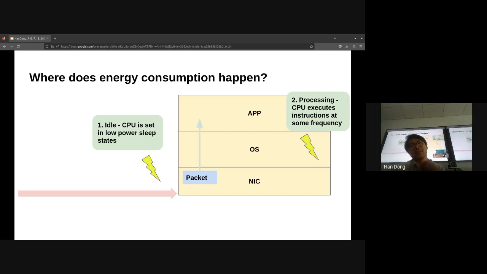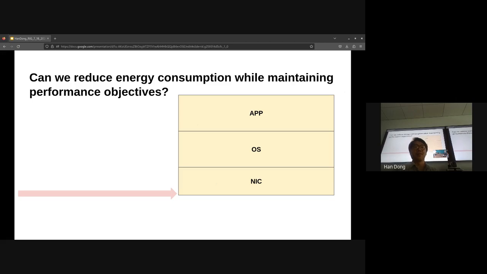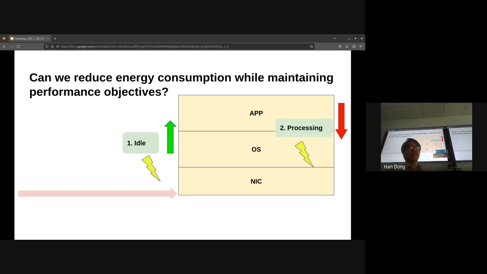The next question to ask after this very simple example is, how can we reduce the energy consumption during this pipeline while maintaining some sort of performance objective, right? At a high level, thinking about this in a very straightforward manner, there are really two ways. One is to increase the amount of time you idle. If you sleep longer, that means you're not doing any work, so you consume less energy. The other is, what if when you're actually processing the work that needs to be done, you do it with a lower clock frequency? You don't always need to be operating at max frequency.